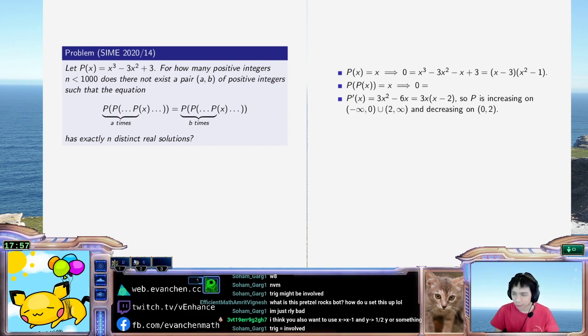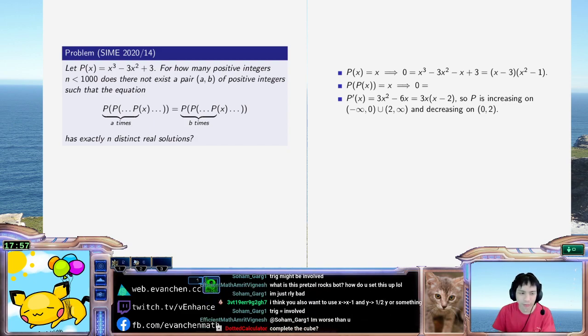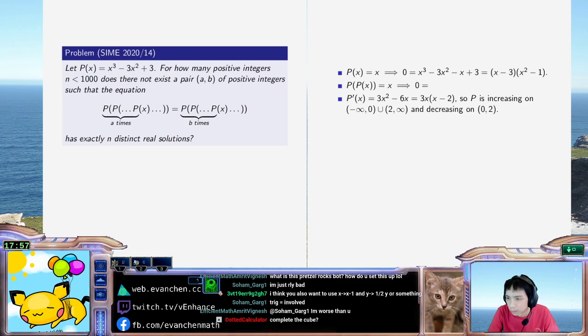Do I want to have it? Let me just shift it first and then see what happens. So 3x squared minus x cubed. Oh my god. Oh no.